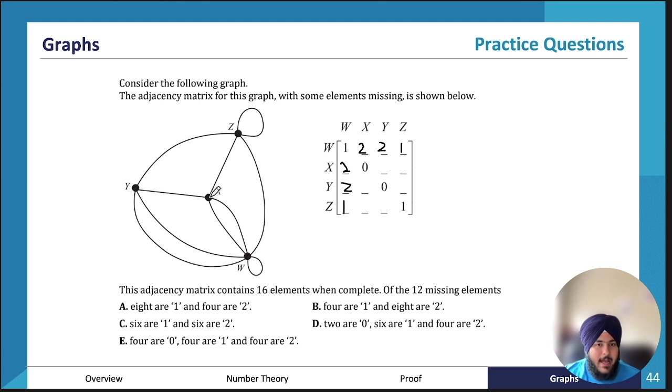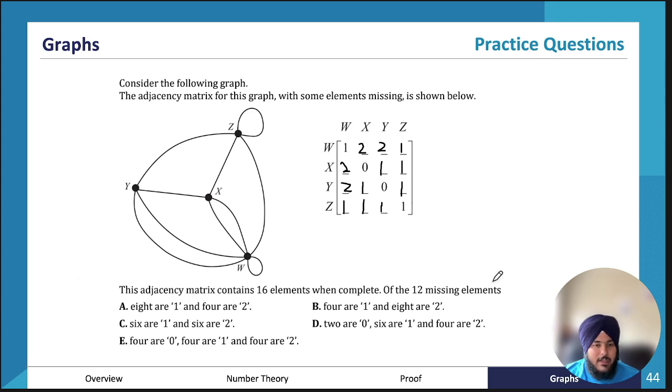Okay, next looking at X. So X has 1 connection to Y and 1 connection to Z. Pretty straightforward. So we also fill out the vertical as well. So 2, 0, 1, 1. Next, looking at Y. So Y and Z, only 1 connection. Like so. And Y and Z, 1 connection. And then we're done. So that's all we had to do in this case.